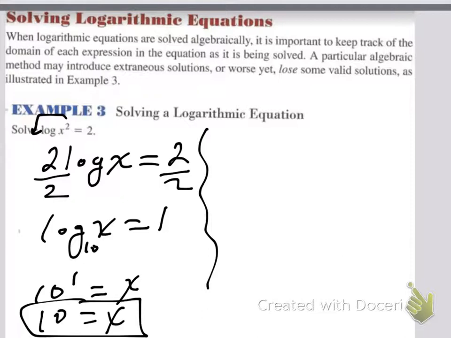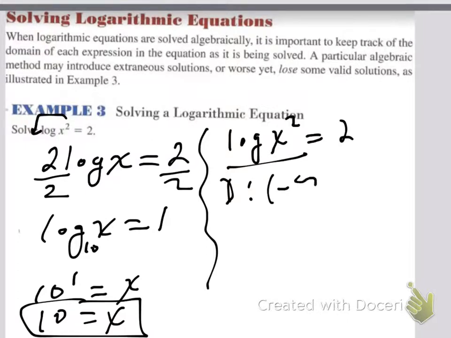Okay, so we start with log of x squared equaling 2. Look at the domain of this. We can't have a log that's negative. Well, x is being squared, so it's almost impossible to get a log that's negative. So the domain for the original is going to be any non-zero number. So the domain is from negative infinity to 0, and then from 0 to positive infinity.